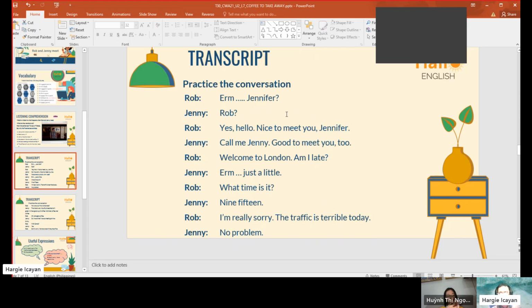According to Rob, "Jennifer?" And then after that, Jenny answered. So it's proper, Bich. Do not say, "Oh, you are Rob, you are Rob," as if you are so very excited meeting Rob. It's proper that the man should talk first. That's why Rob talked first, and asked to clarify if she is Jennifer.